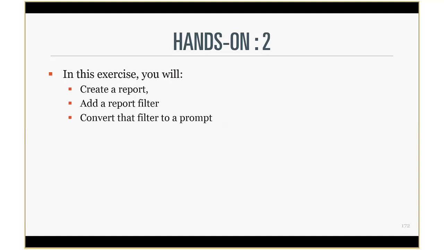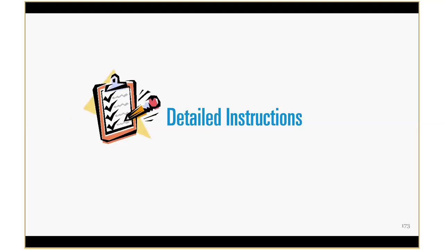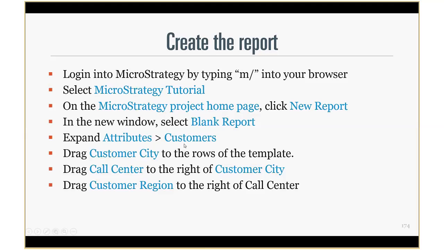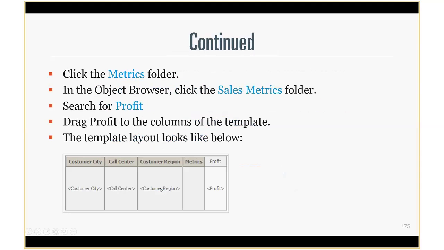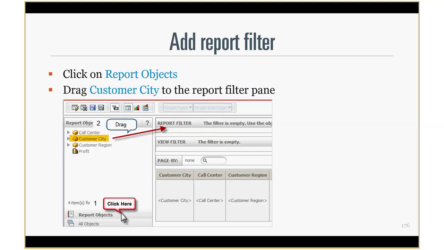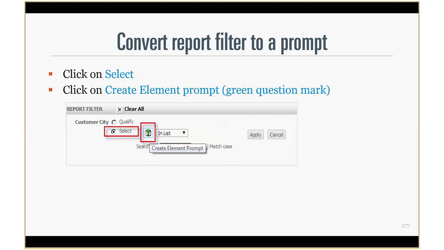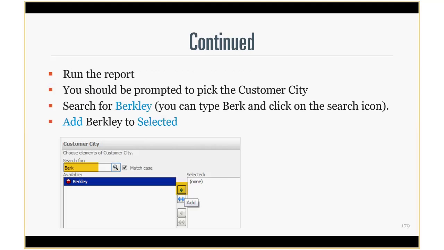After we do that, we are going to create a new report. We are going to add a report filter, and I'm going to show you how to convert a report filter to a prompt. Quickly, I'm going to create a blank report with the attributes customer city, call center, and customer region. Then I'm going to add a metric called profit. Then I'm going to add customer city to the report filter pane and change that customer city filter into a prompt. Then we are going to run the report, and we'll see how we are prompted for the customer city before we execute the report.